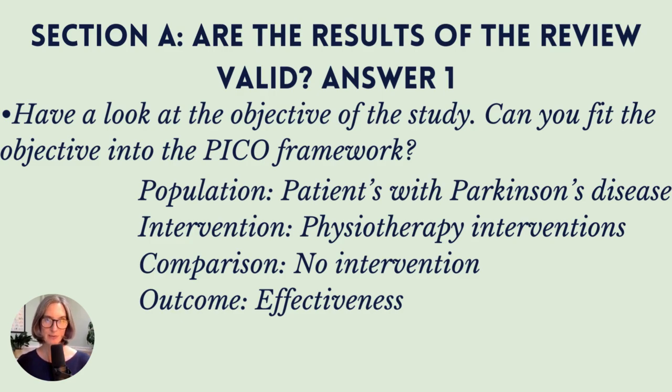So with PICO, we're thinking population. So that would be patients with Parkinson's disease. The intervention would be physiotherapy interventions. The comparison would be no intervention. And then the outcome would be effectiveness. So are the results of the review valid in terms of, is it doing what it set out to do? Well, I would say yes, because they chose studies which matched what they set out to do. I.e., they included studies with a population of people with Parkinson's disease, and they looked at the effectiveness of physio versus comparisons, i.e., no intervention.